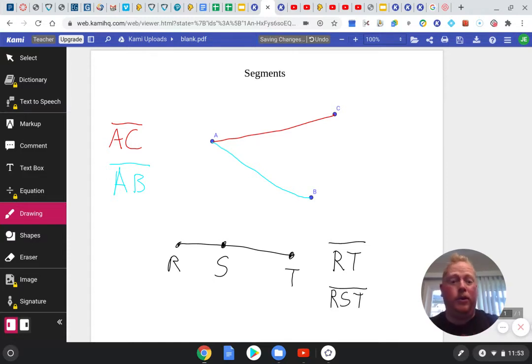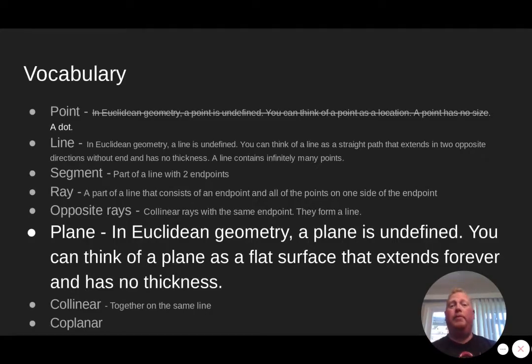And that's a no-no. You don't want to do that. When you label a segment or a line or a ray, you only use 2 letters. Never use 3 letters to represent a line, a segment, or a ray. There's other things that are represented by 3 letters, but a line, a segment, and a ray is not one of those. All right, let's go ahead and wrap this up.